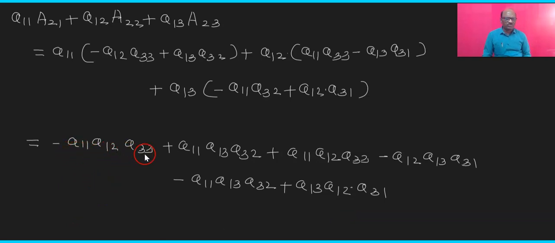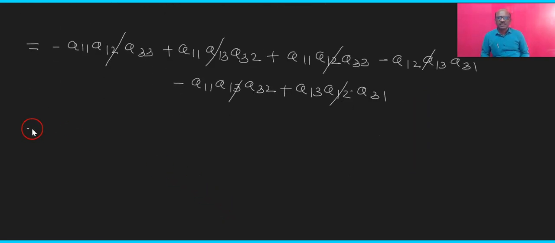Minus a11 a12 a33, and here is a plus. These two plus and minus get cancelled. Next is a11 a13, and these two terms will get cancelled. And last is a12 a13 a31, a12 a13 a31. These two also get cancelled. And overall here you will get 0.